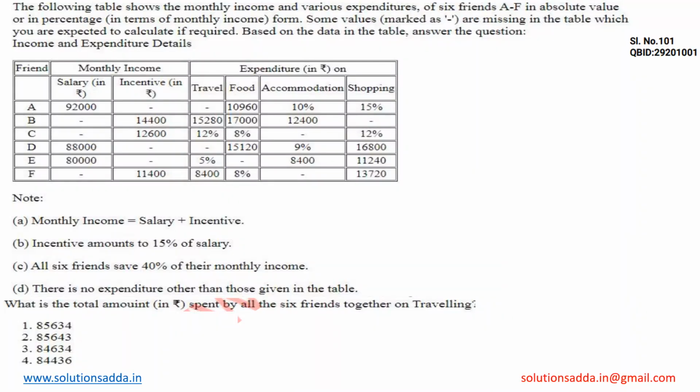Hello everyone, this is question number 1. This question has been asked in December 2022 in paper 1. The question says that the following table shows the monthly income and various expenditures of 6 friends.